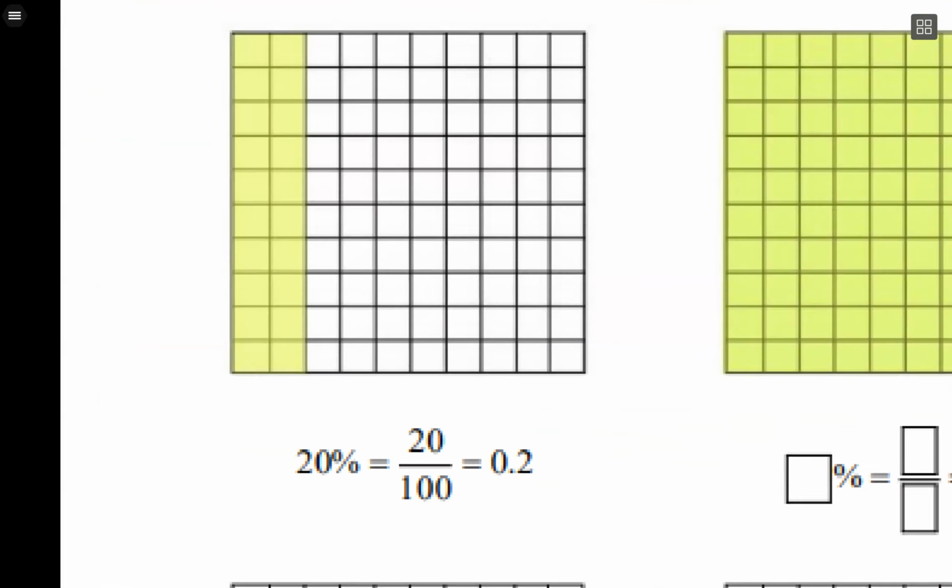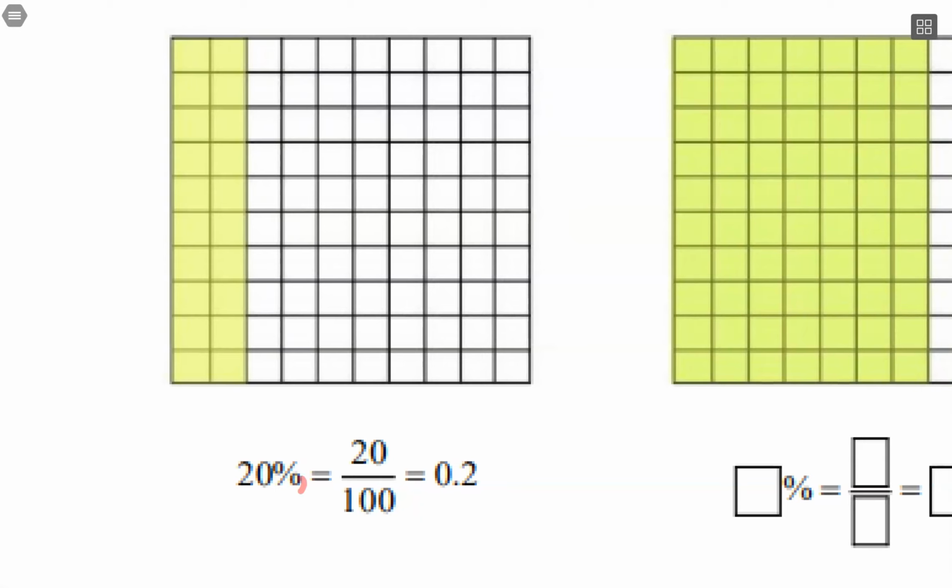If we look at this first scenario of how we represent 20%, visually, it would be 20 squares out of 100 squares. So what's shaded there is 20% of the squares. In fraction form, that would be 20 out of 100, or 0.2. Now, converting between these different forms is important. If you have the percentage form, you just take that number that's showing up in the percent as the numerator, and the denominator is always 100.